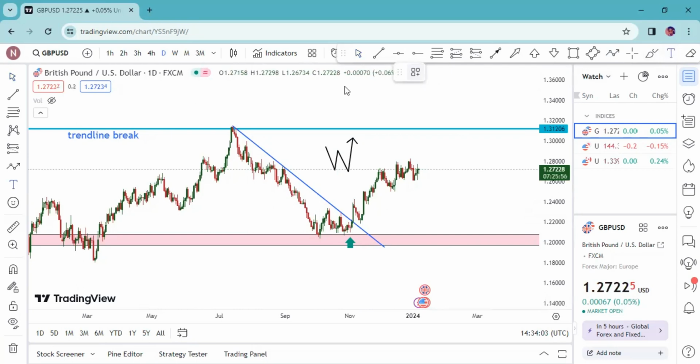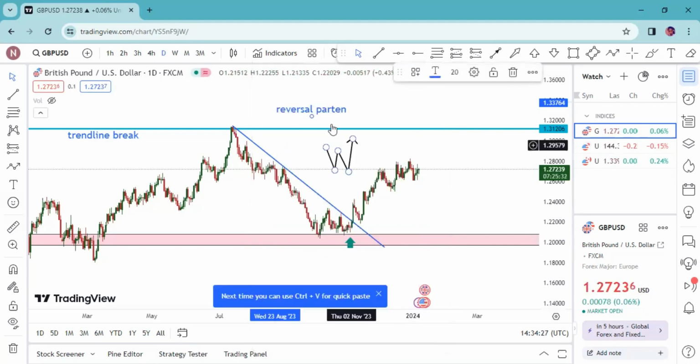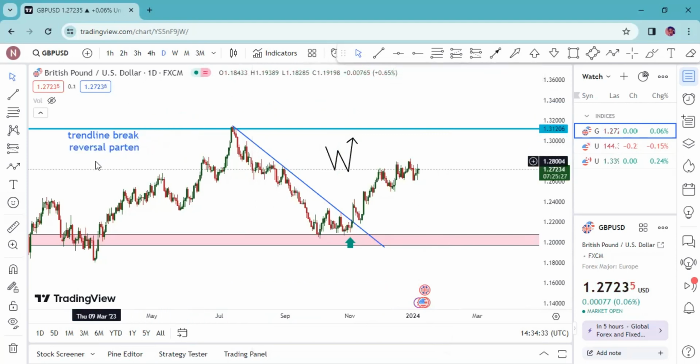The second thing, reversal pattern. Number one, the market has broken my trend line. Number two, what do I look for? Reversal pattern.